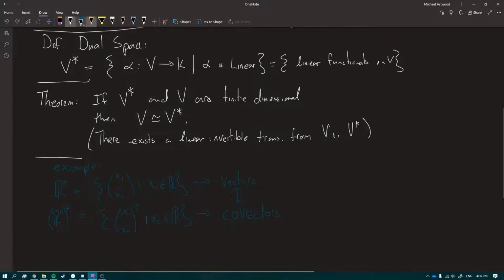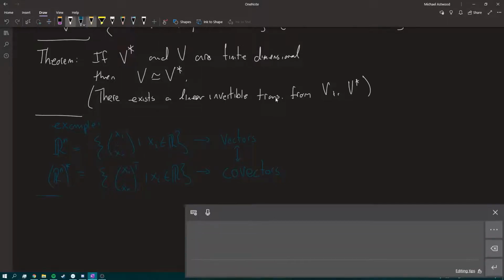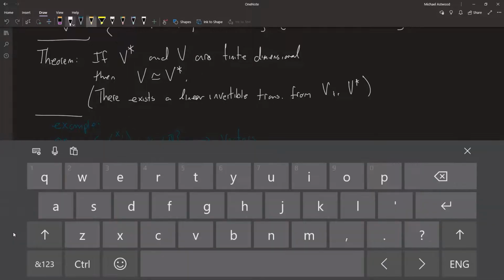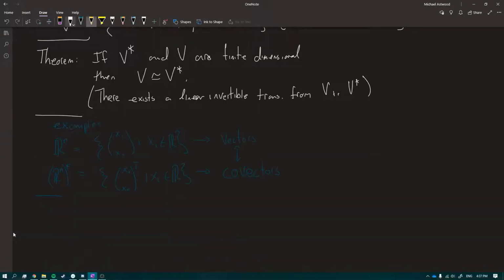In fact, if you have an inner product, so let me define that real quick. I need to figure out how to turn this off. I'm going to lose my mind. Goodbye.